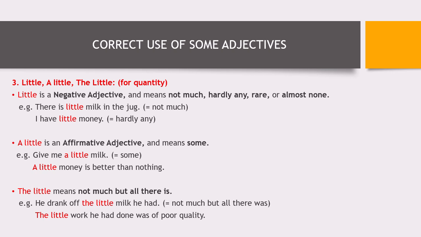For example, there is little milk in the jug. Not much. I have little money. Hardly any. A little is an affirmative adjective, and means some. For example, give me a little milk. Some. A little money is better than nothing. The little means not much, but all there is.